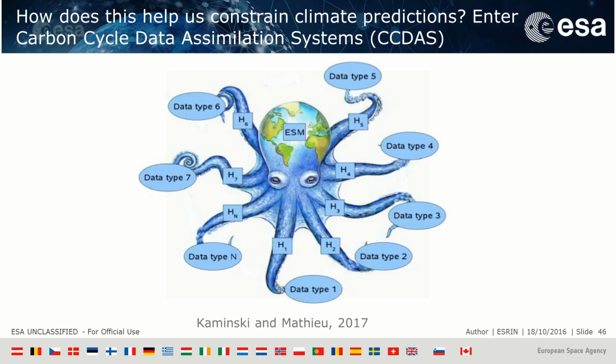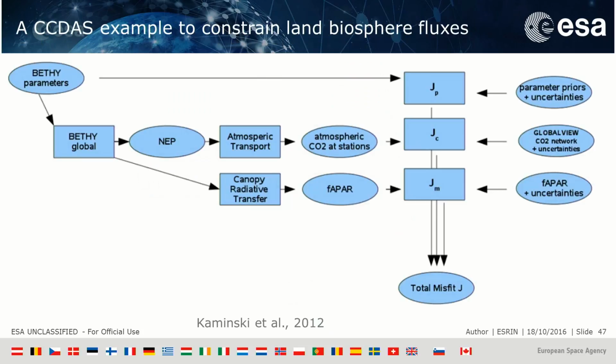CCDAS does help us constrain climate predictions, because what it does is take an Earth system model at the core of it and assimilate a whole bunch of different data types, so not just concentrations. And this is a graphic from an overview paper, because you can apply it to all sorts of different systems. But it's been used a few times for the carbon cycle being constrained with atmospheric measurements. So there's a CCDAS example constraining land biosphere fluxes. And so what you're essentially optimizing is the parameters of your land surface model.